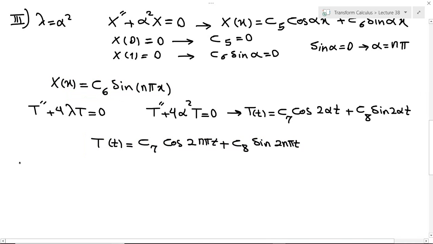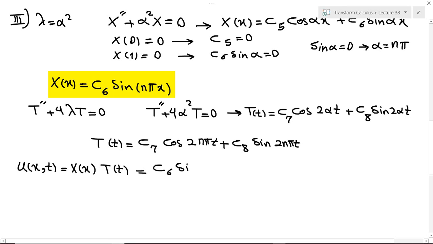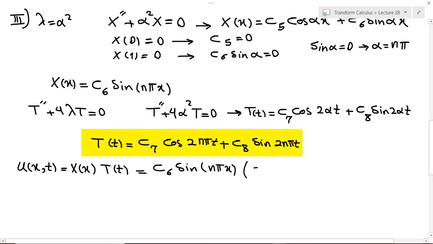use u of x and t, because at the beginning we said u of x and t is equal to X of x times T of t. So it's equal to X of x, we found it, it's C6 sine n pi x, and T of t, we found it, it's C7 cosine 2n pi t plus C8 sine 2n pi t.